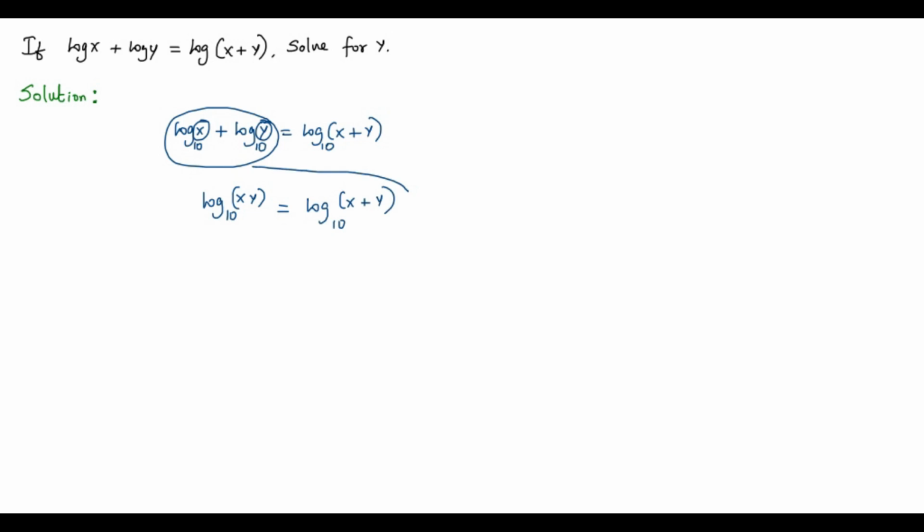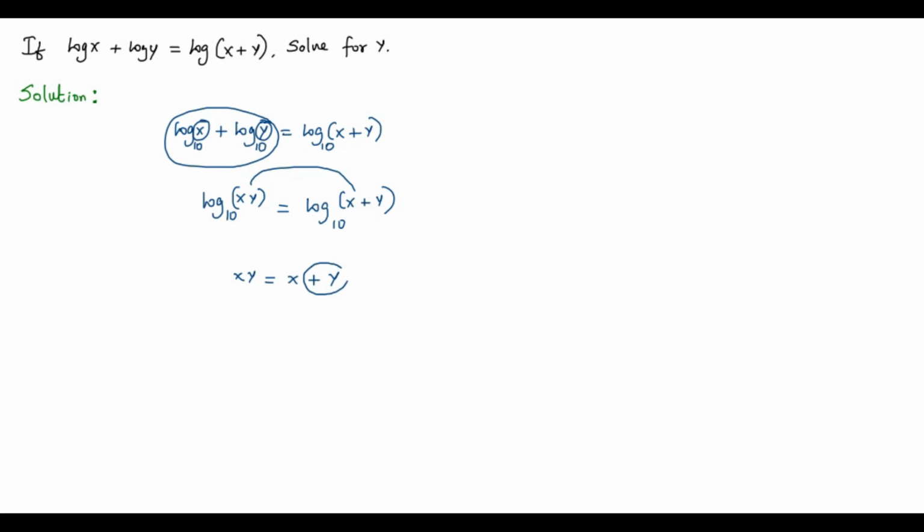Okay, here two logarithms are equal with the same base. If two logarithms are equal with the same base, we can equate the arguments. We get xy is equal to x plus y. We are trying to solve for y, so we can get all the y terms on one side of the equation and other terms on the other side of the equation.